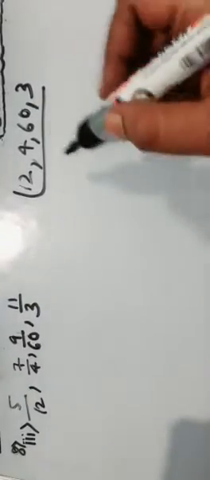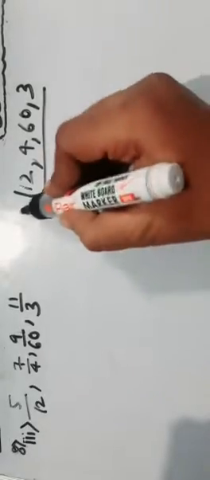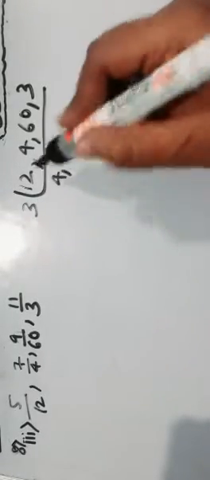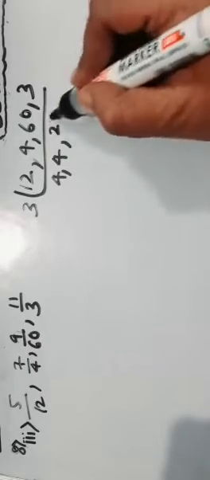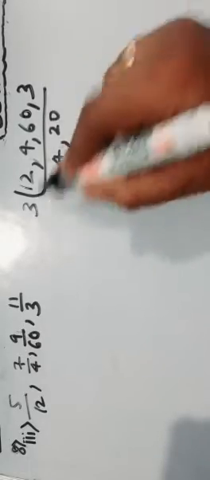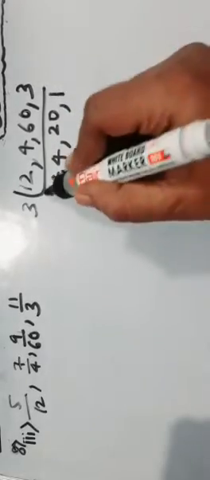Children, let us divide with the common divisor, that is 3. 3 fours are 12, 4 as it is, 3 twos are 6, 1 0 as it is. So 3 20s are 60. Then we have 3 ones are 3.